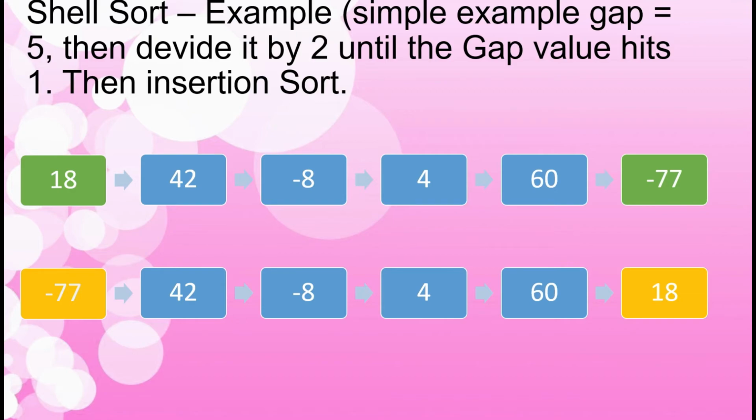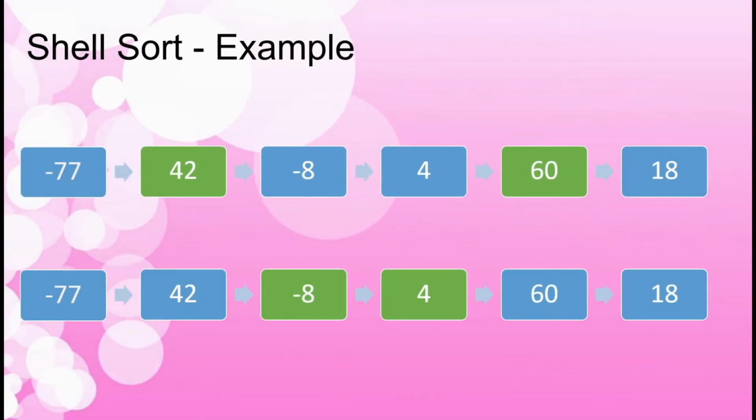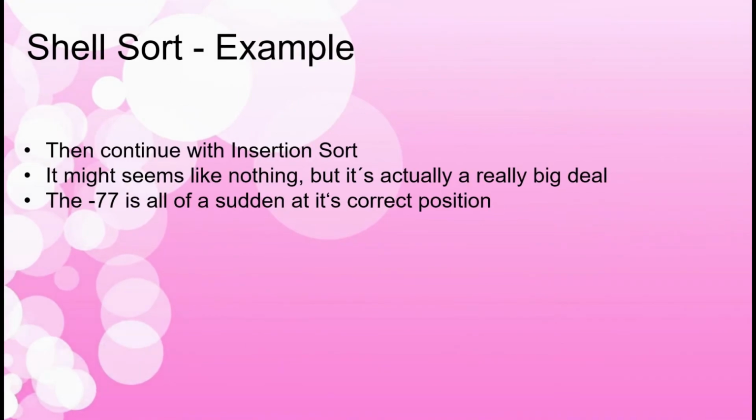So we swap, because the minus 77 is smaller than the 18, and then we compare the first element with the fourth, and then the second element with the third element, and so on. But then we continue with the insertion sort. It might seem like nothing, but it's actually a really big deal. The minus 77 is all of a sudden at its correct position.